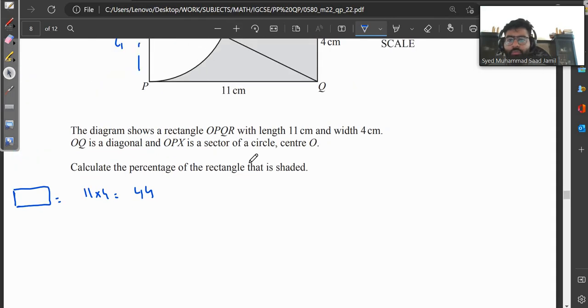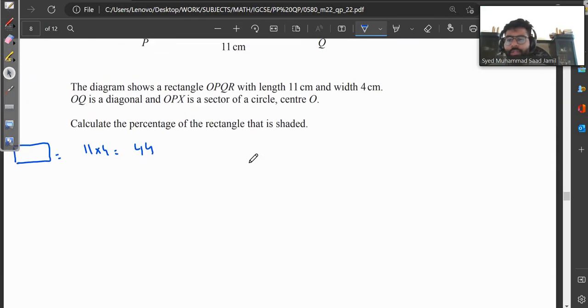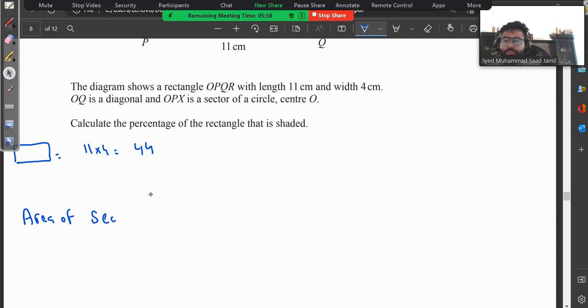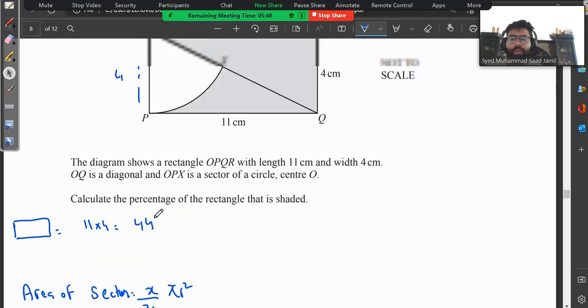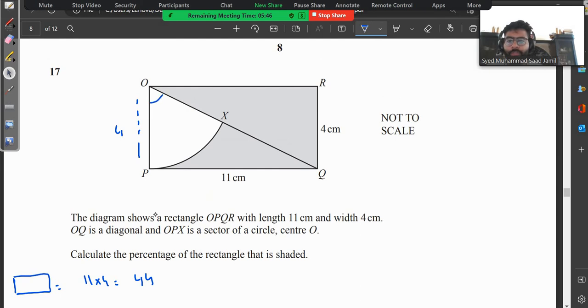So how to find the area of a sector? The area of a sector is x upon 360 pi r square. Now that's where we get stuck. We don't know the value of x. x is basically this angle, theta. Okay, we don't know the value of x. So no worries. Just construct this triangle separately like this.